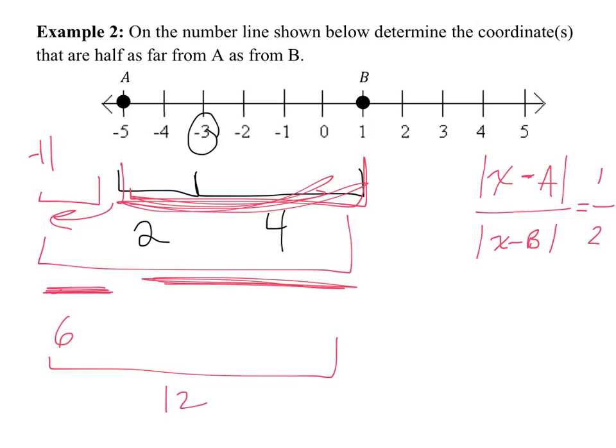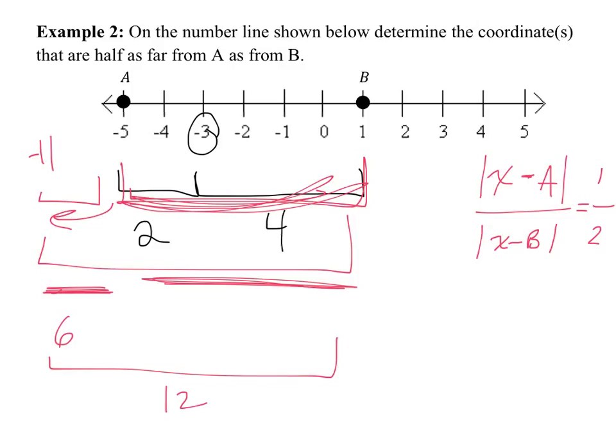Now, the tricky part is that we have to remember, based on where we are, this is going to change. So I put the absolute value there, because if I'm looking at a distance, it's never going to be a negative distance. That's called displacement in math. We're just looking at the overall distance. So I put these absolute values now.